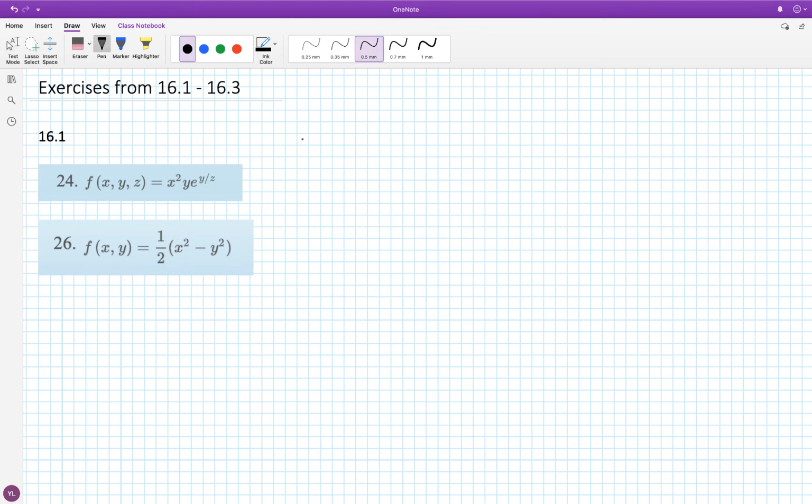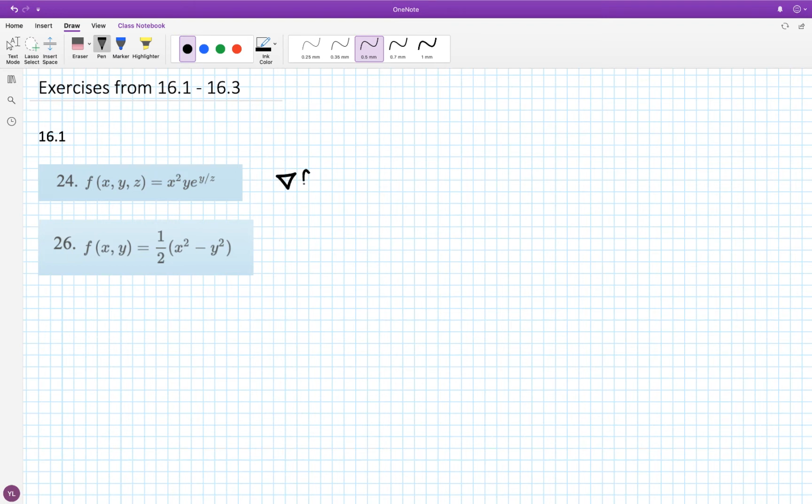Here are a few examples from section 16.1 to 16.3. In these two problems from 16.1, we're asked to find the gradient vector field, and in 26, we're also going to graph the gradient. So when we're constructing a gradient from a 2 or 3 variable function, what we're doing is we're creating a vector field whose component functions are the partial derivatives of that multivariate function.